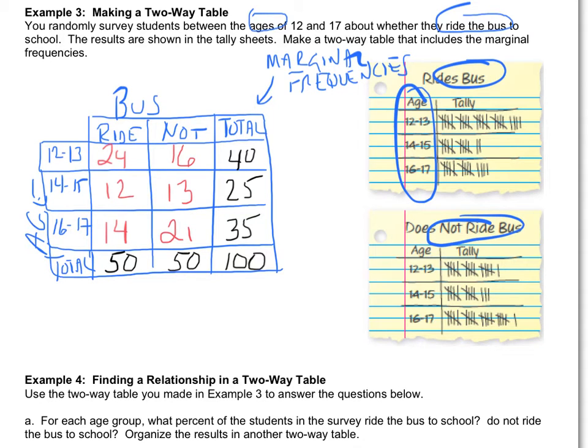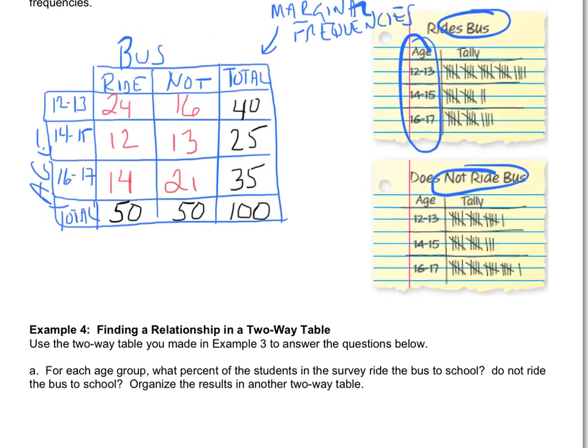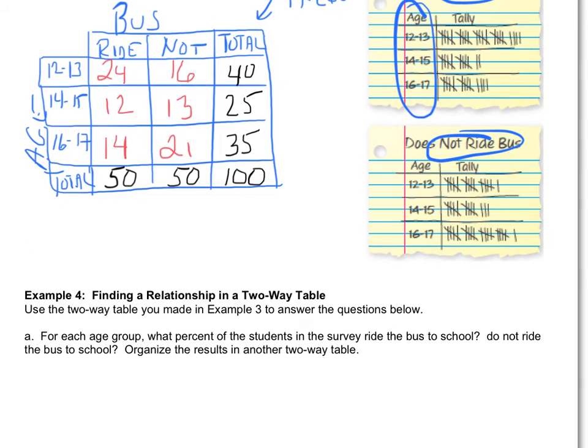So what we want to do next, and this is part of the next example, we have our table. For each of the age groups, we want to find out the percent of the students who ride the bus to school, and then the percent of the students who do not ride the bus to school. And we're going to organize that information in another table.